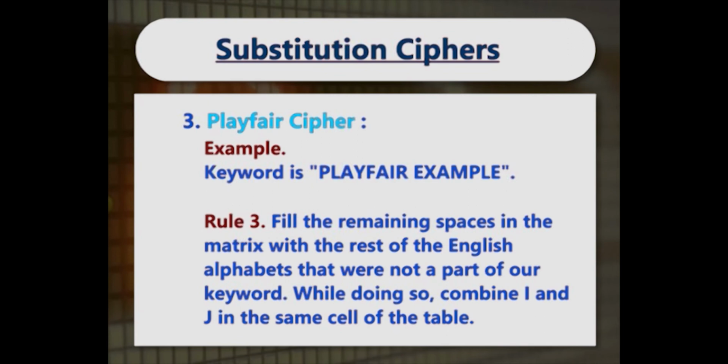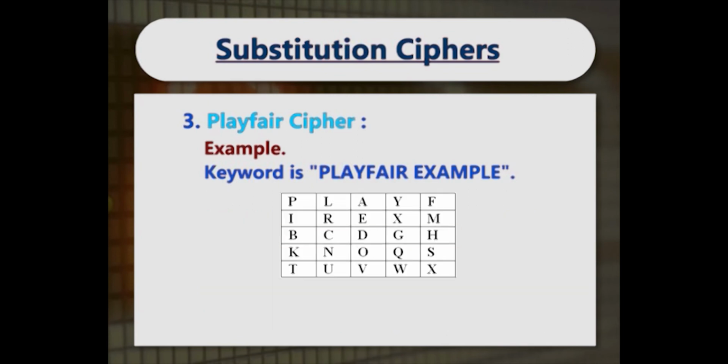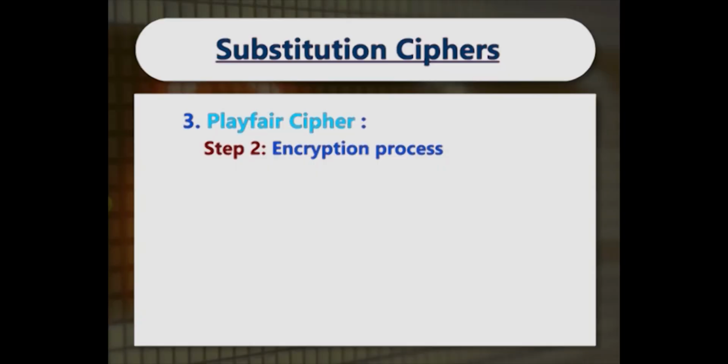According to this rule, we see B, C, D, G and H will fit into the third row of our matrix. In rows 4 and 5, we simply apply rule 3 and they contain K, N, O, Q, S and T, U, V, W, X respectively. So, we have created the matrix and step 1 of the encryption process is over, and let us move to step 2. The next step is the encryption process.